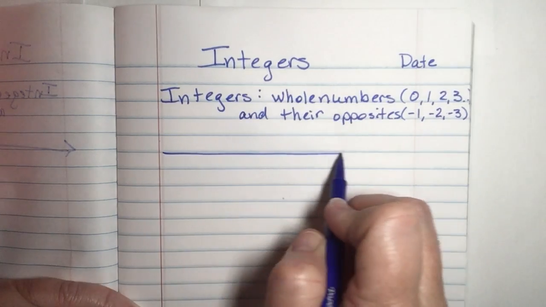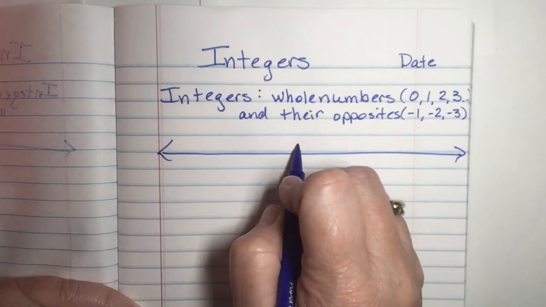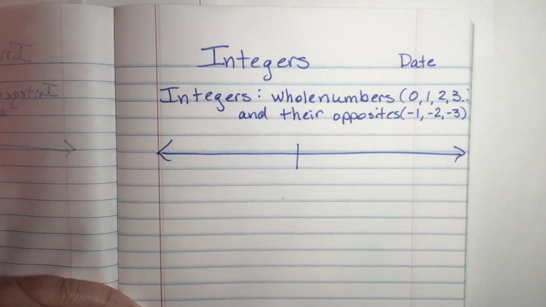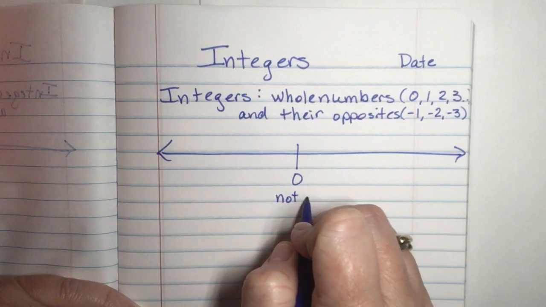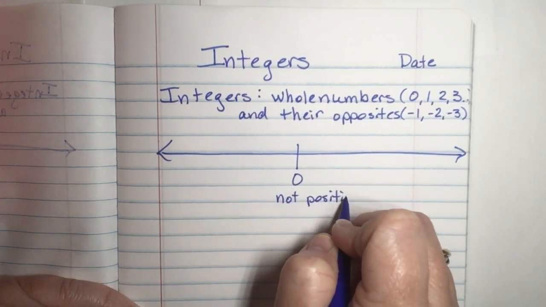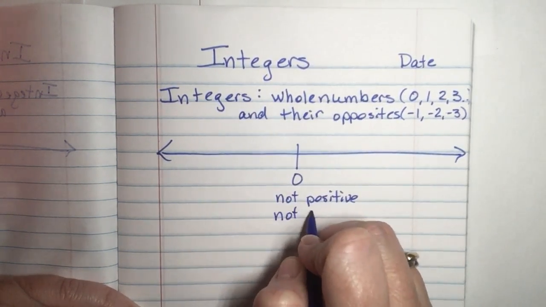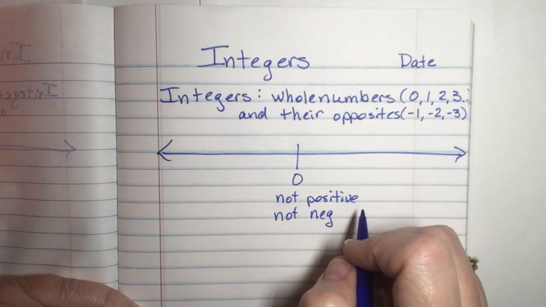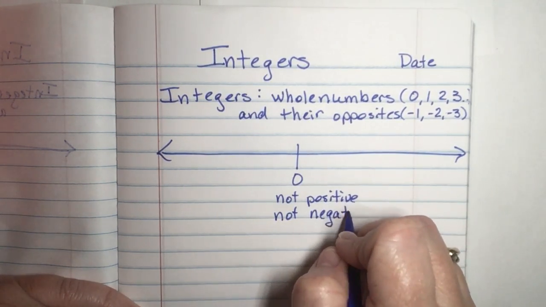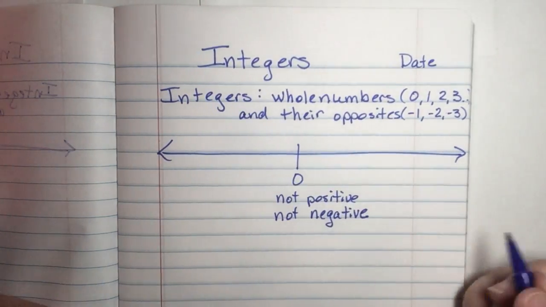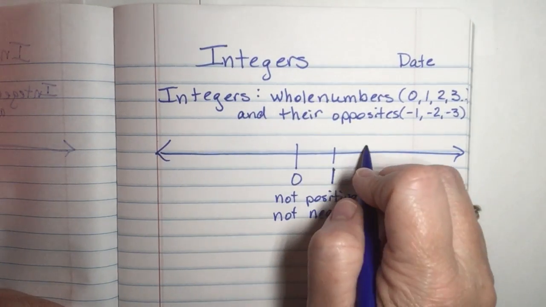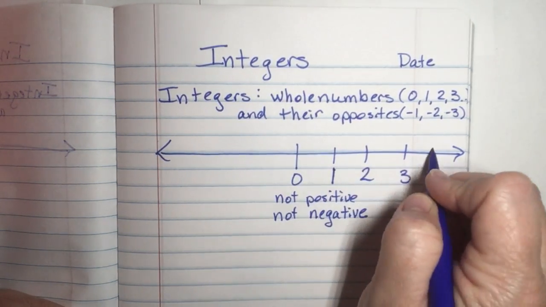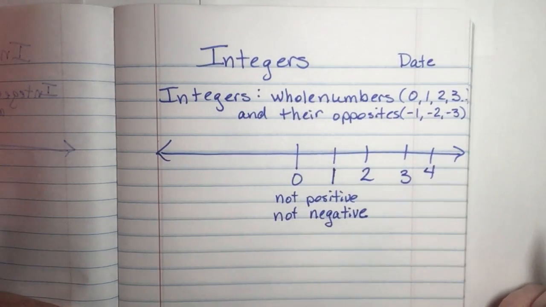A lot of times in math, you're going to see it on a number line. 0 splits the integers right in half. 0 is not positive, and it is not negative. It is the only number that is not positive or negative. Every other number is positive or negative. So 1, we don't say it's positive, but it is. 2, 3, 4. We don't put the little plus sign, but we know it's there.